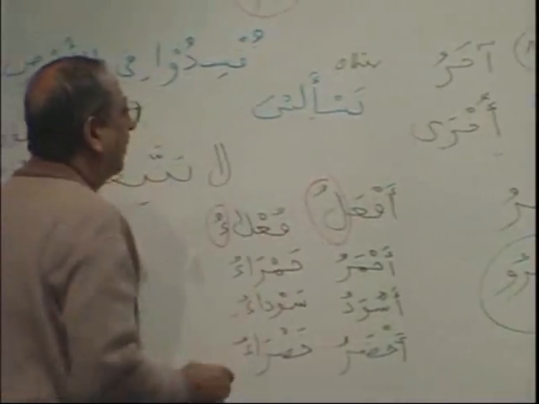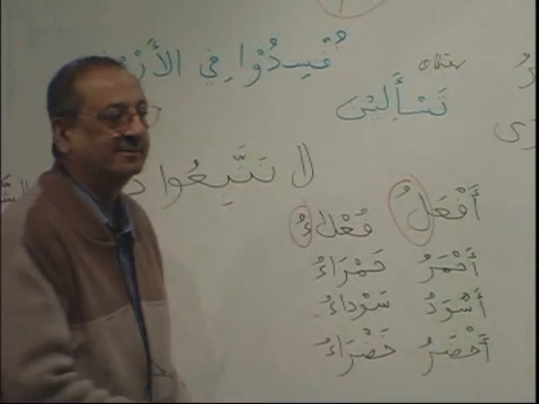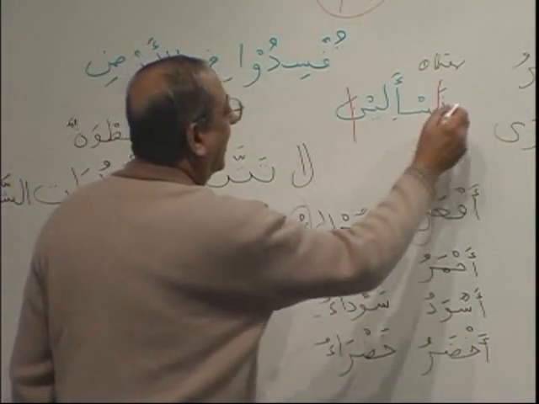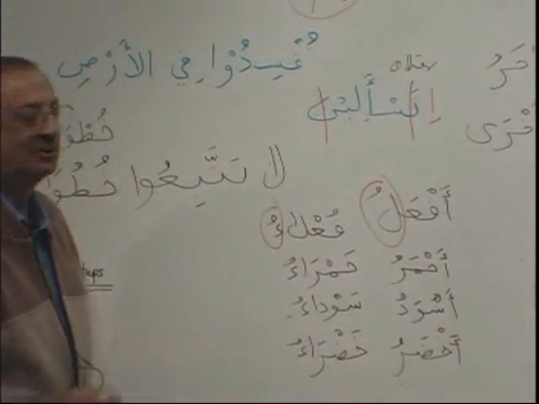Are you with me, brothers and sisters? Where is the fa'il? Ya is the fa'il. What was the original verb form? Tas'alina. Maybe I should write it down. Okay, brothers and sisters, how do I make it now amr? So what is this now?